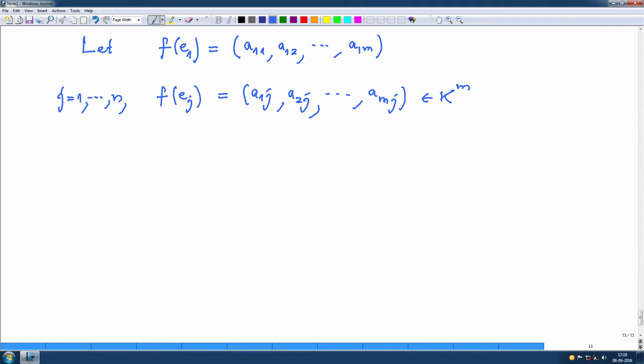So now if you look at the equation f of x for any x in k power n, f of x is some y in k power m. So now instead of denoting the standard basis as rows, I want to denote it as a column.